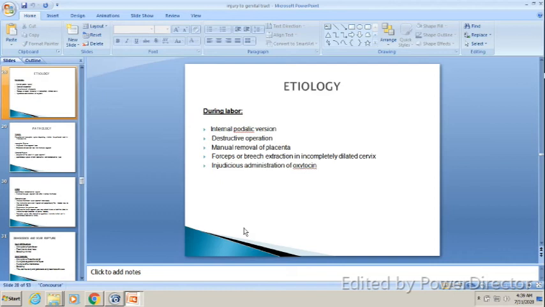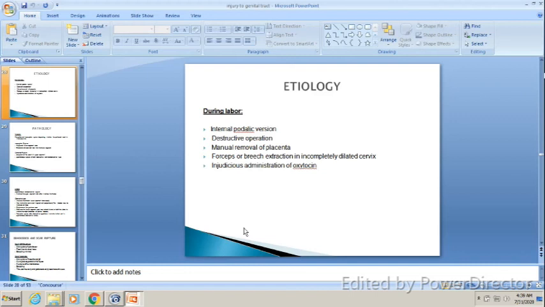Manual removal of placenta. What happens in manual removal of placenta? It is done under general anesthesia, so the uterus is already relaxed. When you manually insert your hand and remove the placenta in case of increta or percreta, where the placenta has invaded the muscle part of the uterus, it will not come off. It causes perforation of the uterus, and the uterus will come out with the placenta. So perforation, rupture of the uterus can happen.